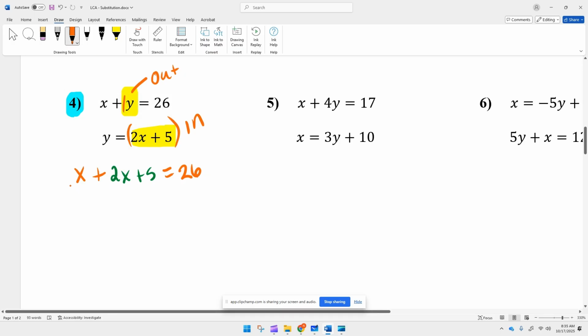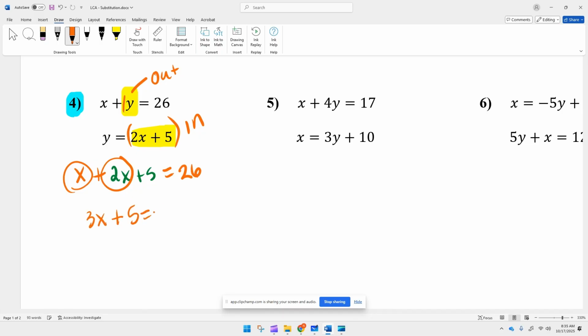In which case now I notice I have 2 of the same good guys. So I have x and 2x. If I have all of these good guys here, I can just go ahead and add them together. So that becomes 3x. I haven't changed 5 yet, so I'm going to carry that down. And I haven't changed 26.